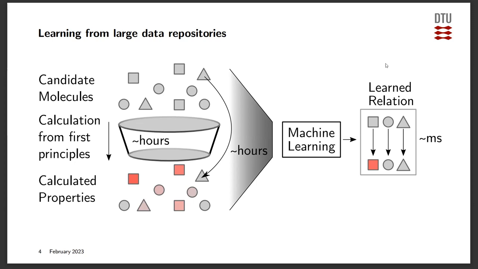And the idea with the machine learning method here is then that once we have a big database of candidates that we have screened through, then we can feed them into a machine learning algorithm that then can learn these relations, the input-output relations, and this machine will be much faster. It will run in milliseconds instead of hours, and hopefully also with good accuracy.